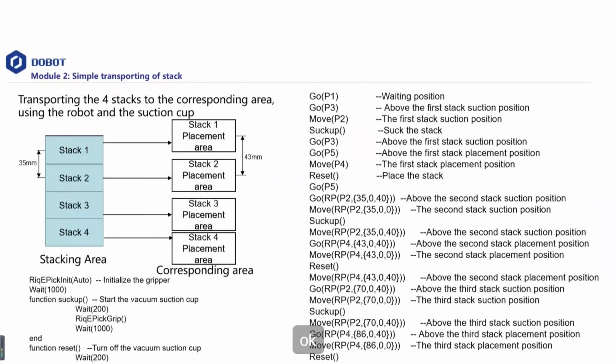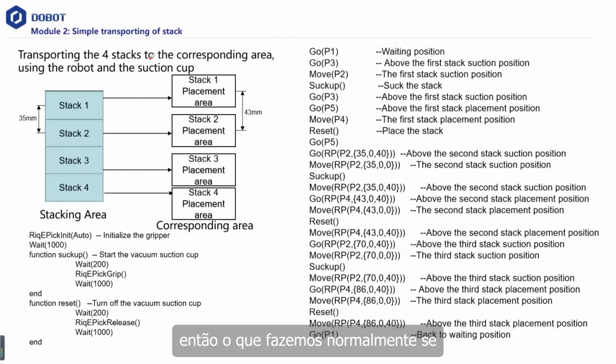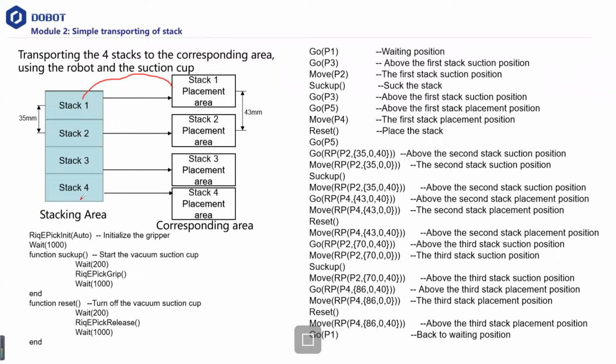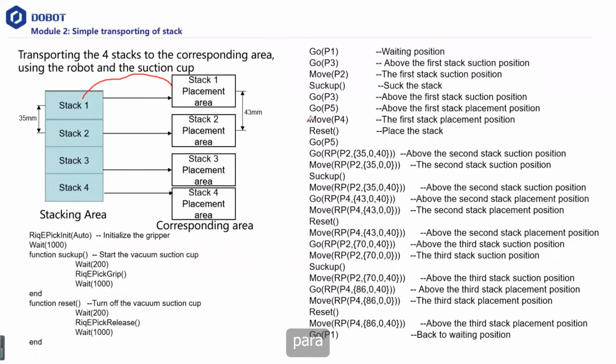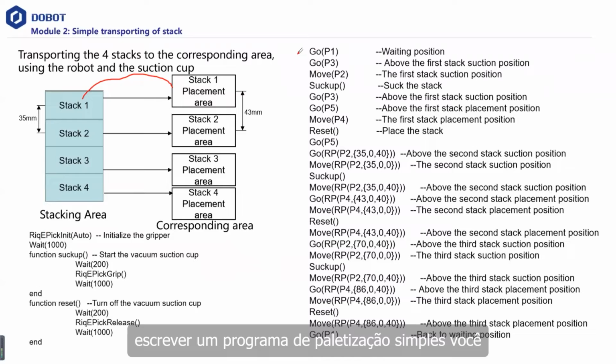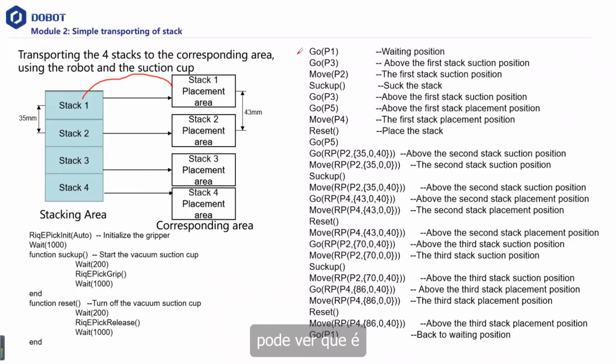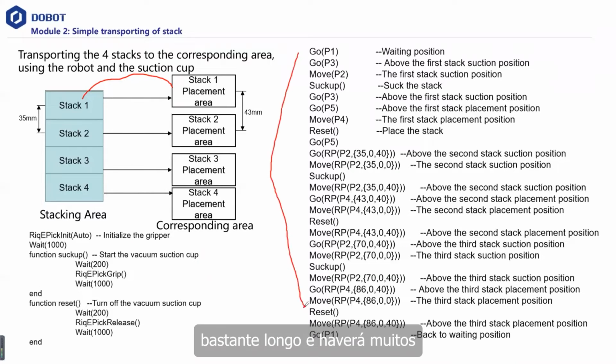Okay, so what do we usually do if we want to use the traditional way to do the stacking, the palletizing? If we want to move the stack from here to here, how do we do it? This is what we do: we write a simple palletizing program. You can see it's quite long, and there will be a lot of moves that are repeating.